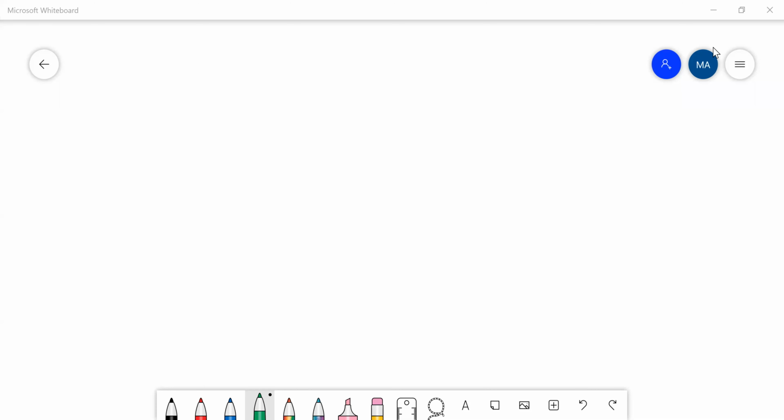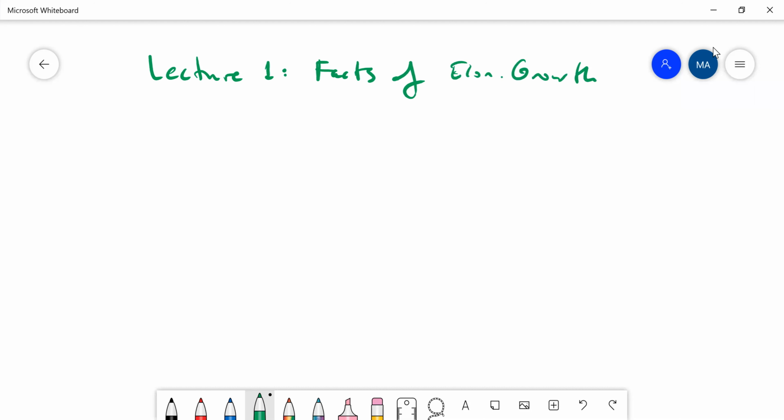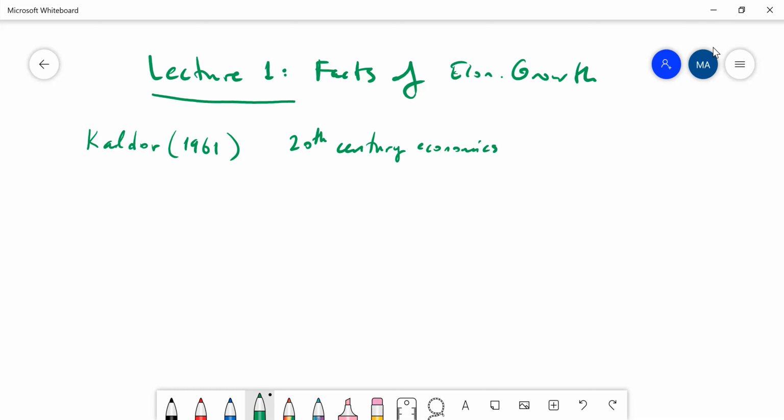Okay, so all right, this is our first lecture, facts of economic growth. Now when we talk about facts of economic growth, the earliest set of stylized facts are due to Nicholas Kaldor. Kaldor studied some of the 20th century economies, and described the growth patterns of these economies by these facts.